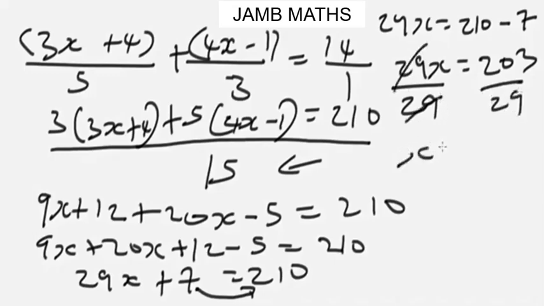So our x will be 203 divided by 29. When you punch it on your calculator, you're going to have 7 as the answer. And that will be the answer to this question. So when you plug in 7 in this question, when you plug in 7 here and do the math, you will get 14. So it's as simple as that.